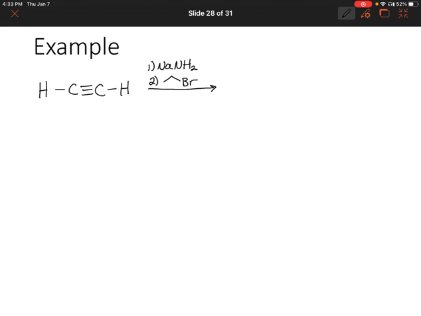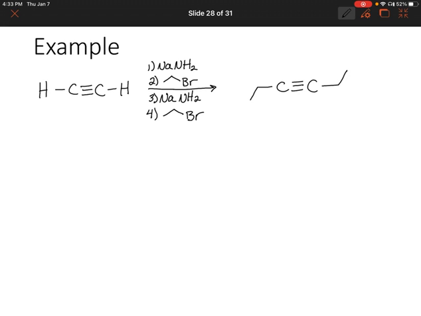Then we're going to do that again for the other side. So in the third step, we'll add more sodium amide to remove the other proton. And in the last step, we'll add whatever alkyl halide we want, as long as it's primary or methyl. And that will give us the following product. So we'll have an ethyl group on either side of the triple bond.